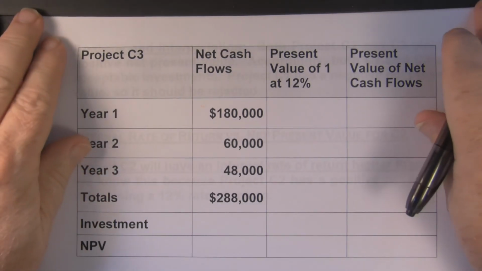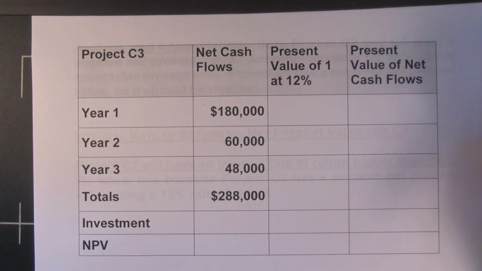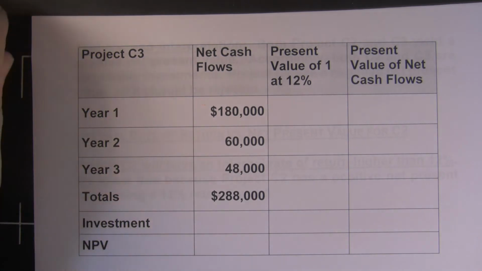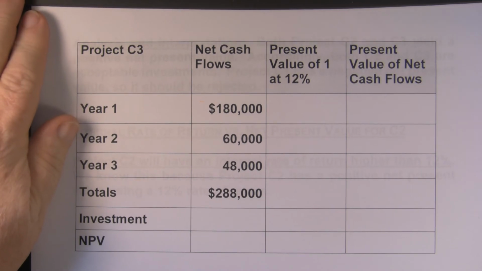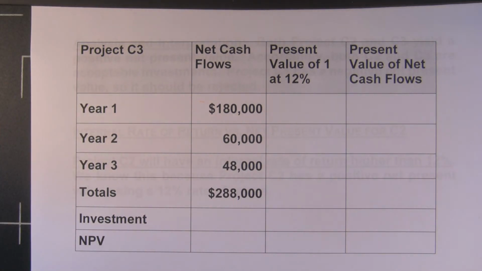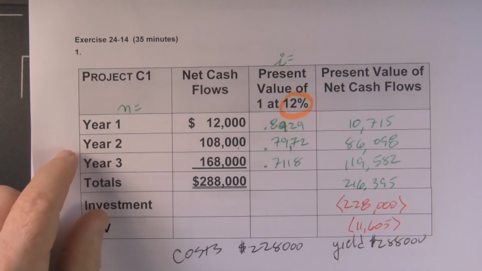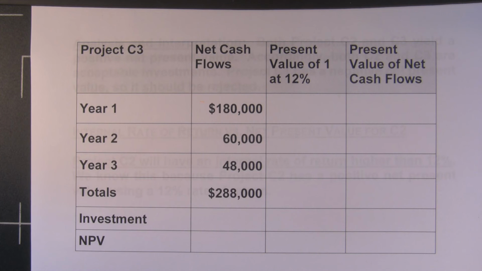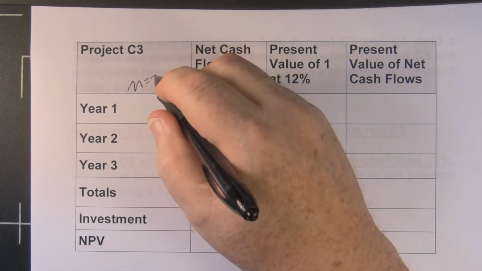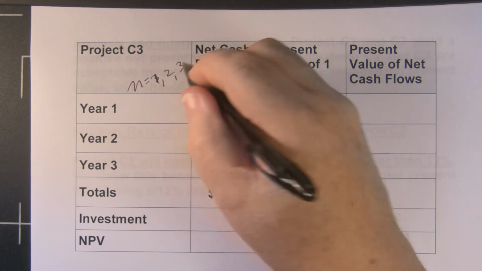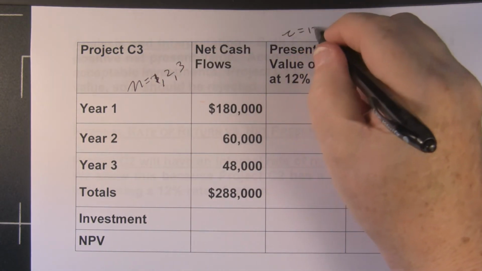Again, keep in mind that it's still a $228,000 investment. It's still going to last 3 years. It's simply a matter of when we get the cash. If you remember from the first part, we got a little at the front and a lot at the end. This is the exact opposite. A lot at the front, a little at the end. N is still 1, 2, and 3, and the interest rate is still 12%.